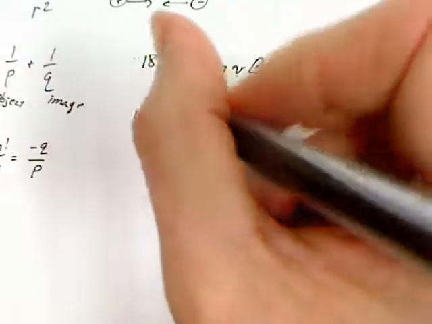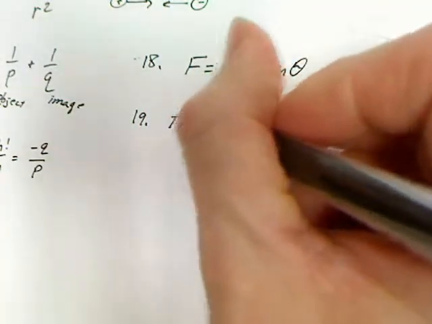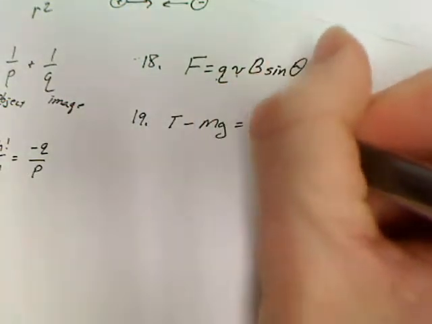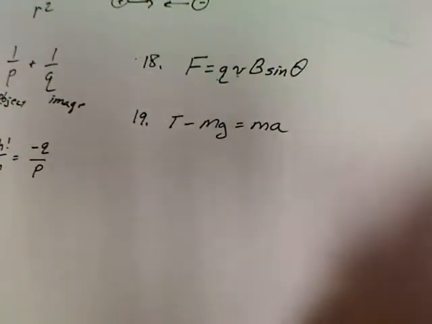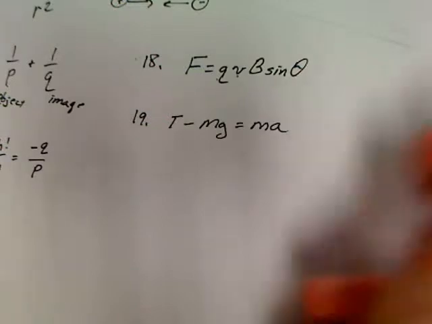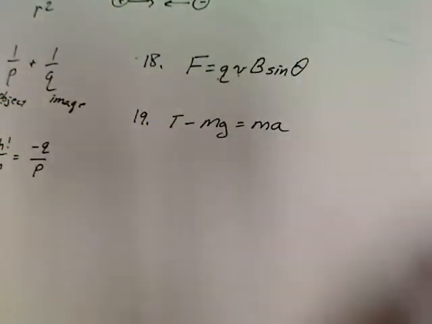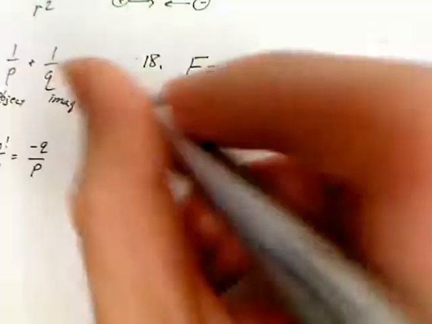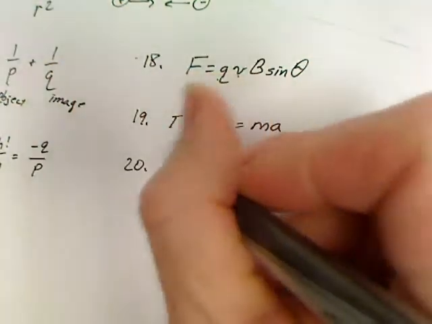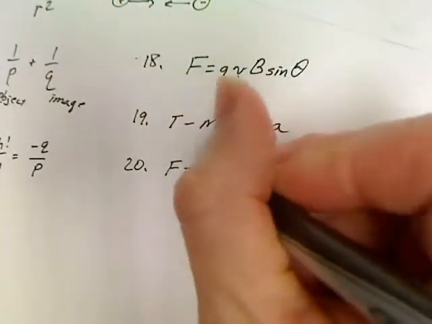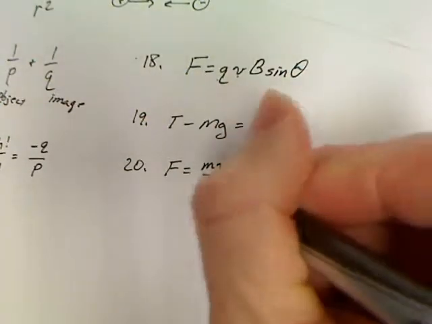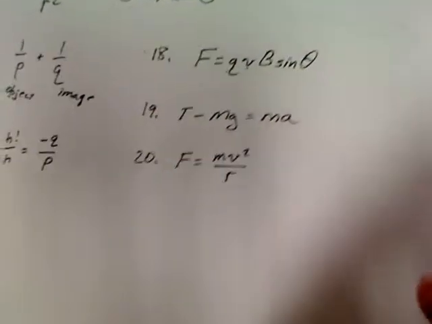19, an elevator. T minus mg equals ma. There's your elevator. Tension minus whatever the weight of the suitcase is equals ma. 20, centripetal force. F is equal to mv squared over r.